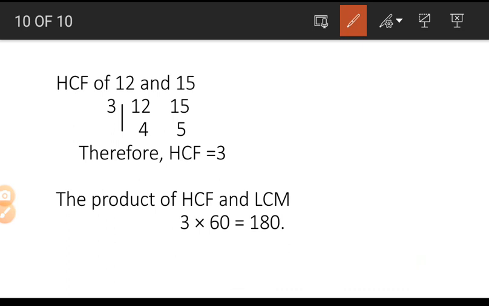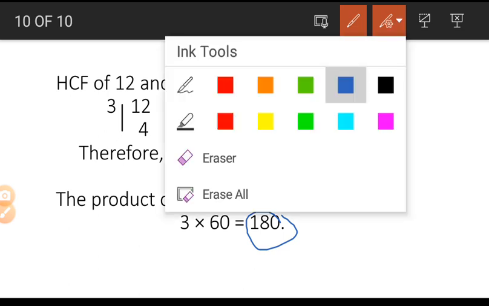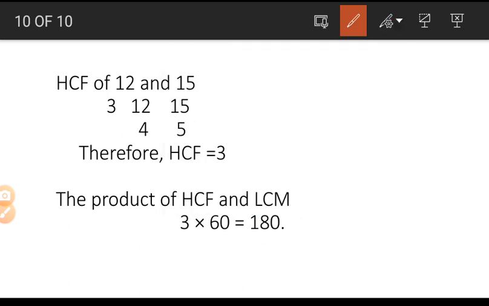Now, if LCM is 60 and HCF is 3, the product of HCF and LCM will become 3 times 60. If you have done that correctly, you will get 180. So, the product of the LCM and HCF of 12 and 15 is 180.